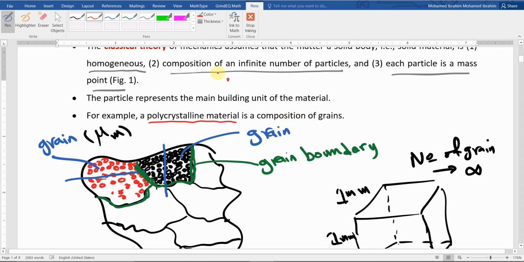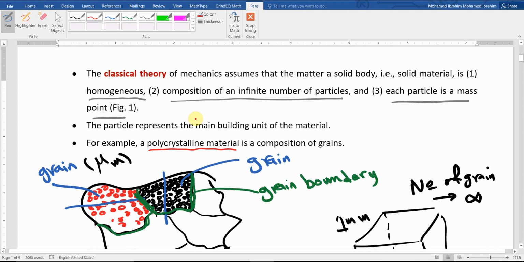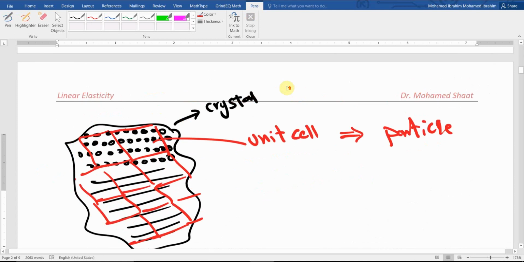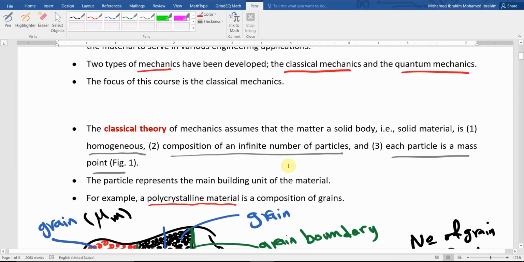Make sense? So going back again to classical mechanics, there are three main assumptions. We assume that any solid material is, first of all, homogeneous. We skip this one. And it is a composition of an infinite number of particles. Again, this particle is a representative of the main building unit. Like in the case of polycrystalline material, it consists of an infinite number of grains, so this particle will represent the grain of a polycrystalline material. Make sense? And in classical mechanics, this is the key point, each particle is a mass point.